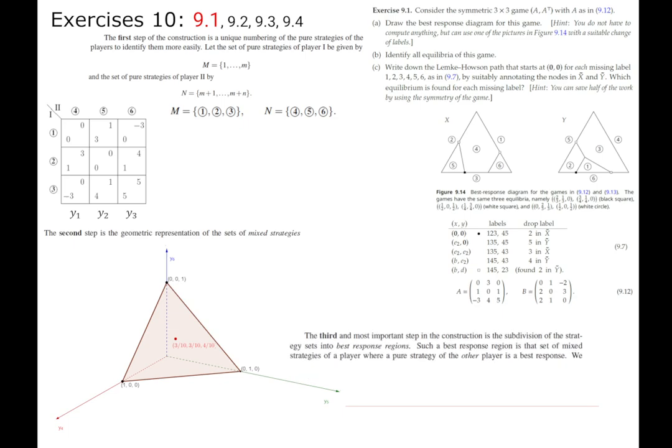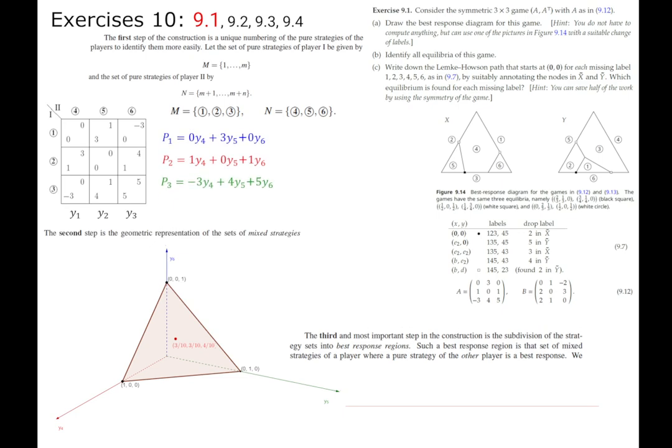The third step, and the most important one, is the construction. In the construction is the subdivision of strategies into best response regions. That is, we would like to know which strategy is the best response to the strategy of the other player, which area of the triangle would constitute the best response to each strategy of the other player.